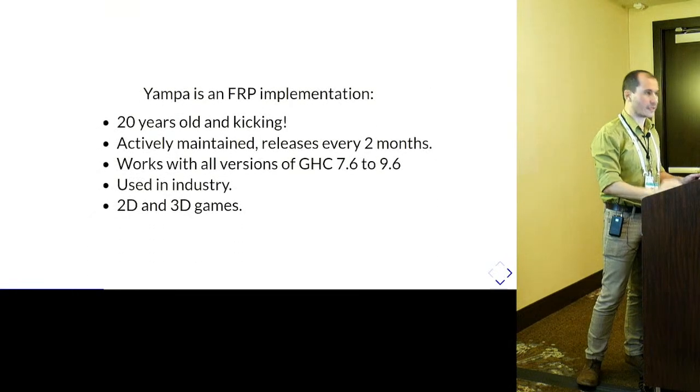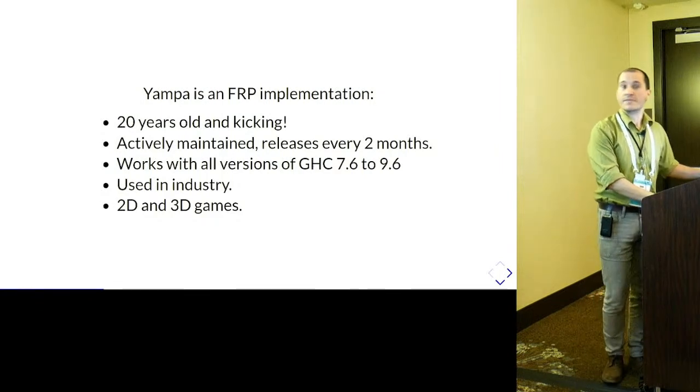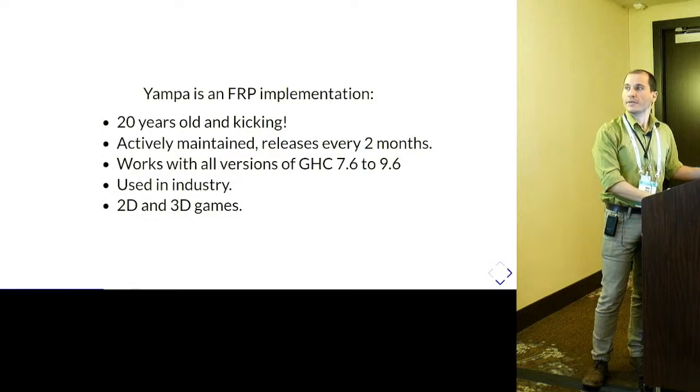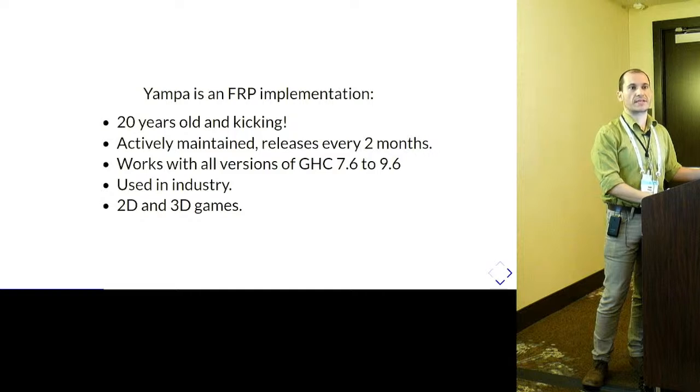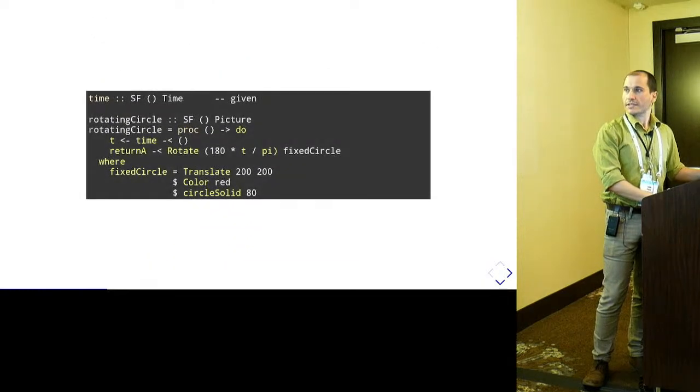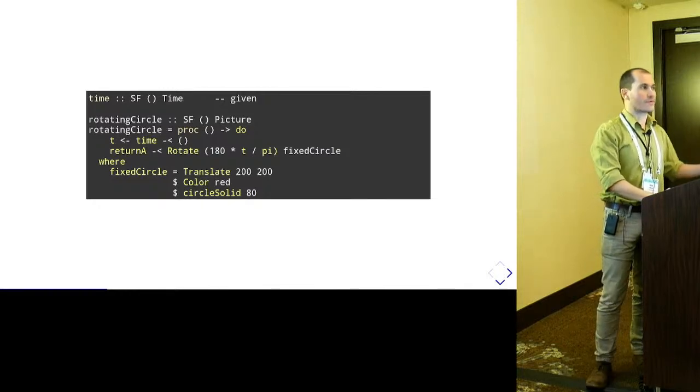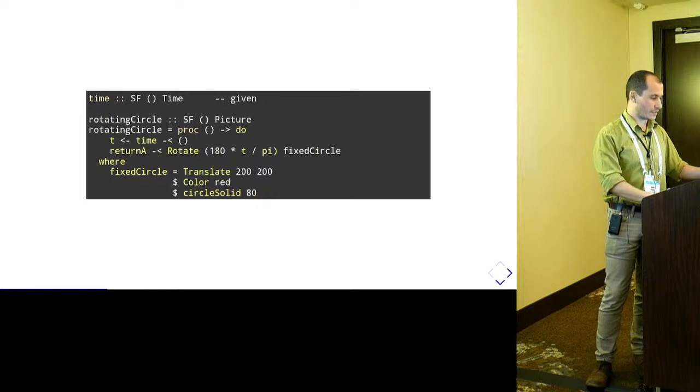So now I'm going to show you how we use this to draw pictures. The implementation we are using is Yampa, which has been around for many, many years. I'm the current maintainer, but I'm not the original developer. It sees releases every 2 months, like clockwork, like we don't miss a day. And it works with all versions of the Haskell compiler from 7.6, which was released many years ago, to 9.6, which is the latest release. It has been used in industry, in commercial games, and it has been used in 2D and 3D games. So it's a fairly good implementation, but there are others available, and I'm not saying this is the only way to go by all means.